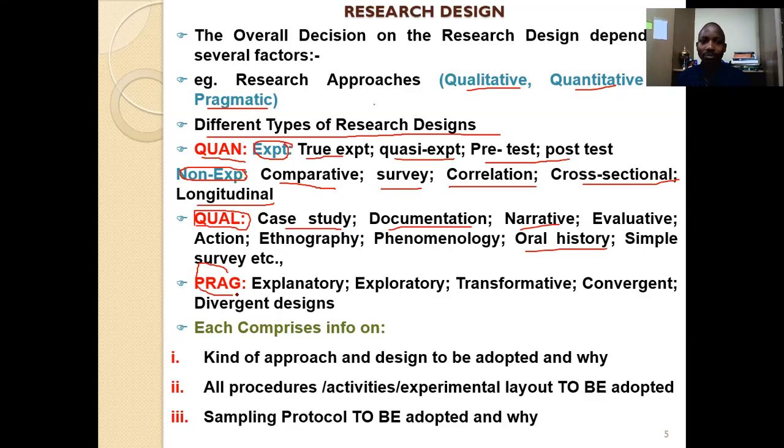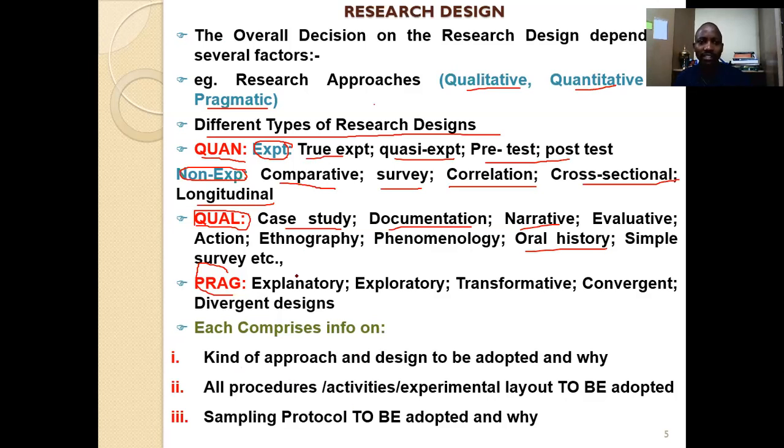Under pragmatism, we could expect things like the so-called explanatory research design, transformative research design, convergent research design, divergent research design, and other modes. These are some of the designs that I'm trying to show, to indicate that we have a variety of research designs. So the use of a particular research design will depend on the nature of the study and the intention of the question that has been asked within the study itself.